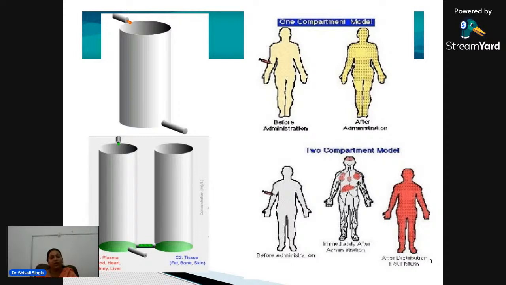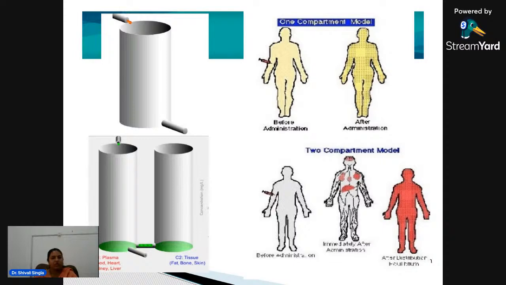Now let me explain these models with the help of a diagram. Here you are all seeing a drum, that is the indication of the human body. Here the drug is entering into the body, and this drum means the human body acts only as a single compartment. Means when the drug enters into the body, in all the tissues it gets distributed in the same pattern.